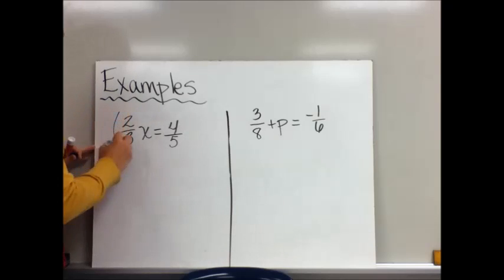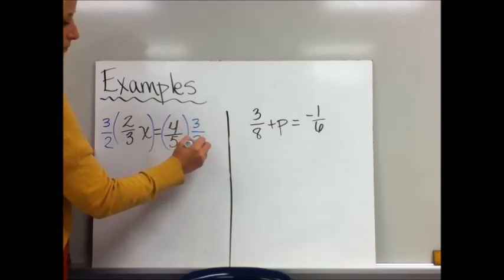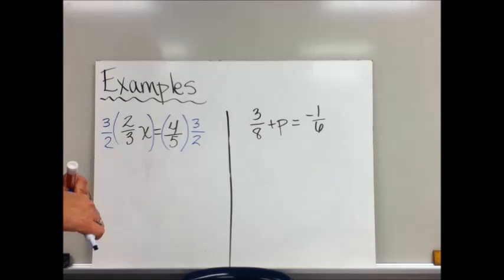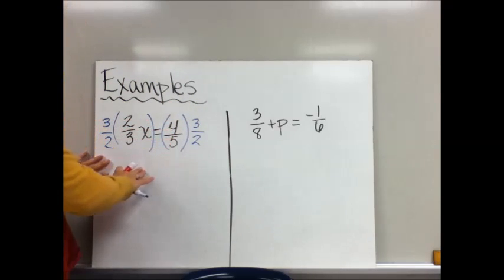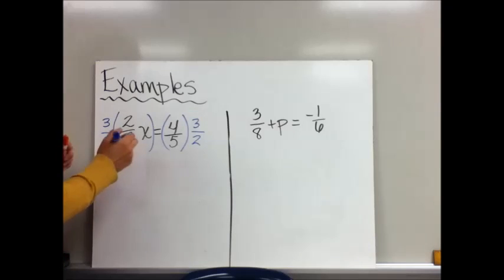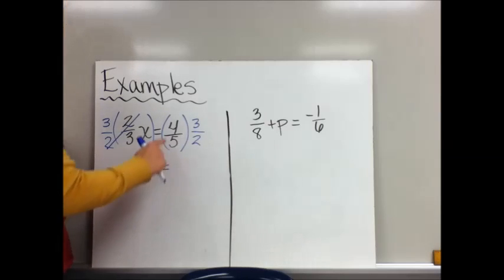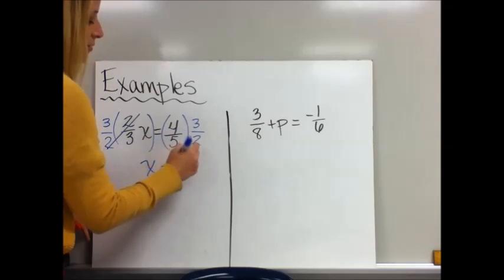I'm multiplying this side by the reciprocal, 3 over 2, and I do the same thing, property of equality, to this side. You'll see the difference in multiplying and dividing, and adding and subtracting. With adding and subtracting, you want to make 0, and that's what makes it disappear. In multiplying and dividing, you want to make that coefficient 1. So 3 over 2 times 2 over 3 cancels. x comes down, x equals, and I'm going to multiply 4 times 3, which is 12, and 5 times 2, which is 10.